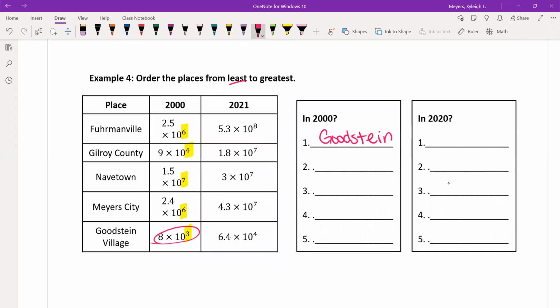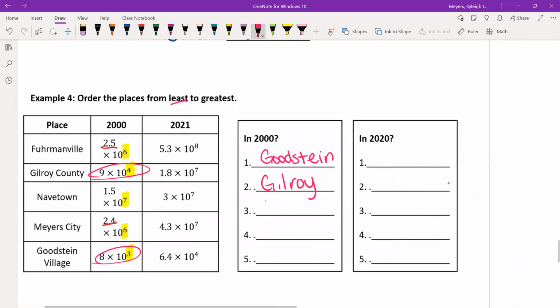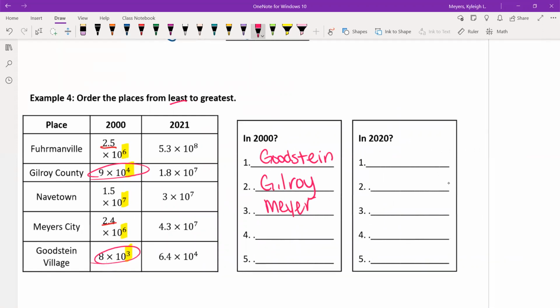Then the next smallest is going to be the 4. So that's Gilroy. And then the next smallest, there's a 6. There's 2 6s, one here, one here. So look at the C values. Which one's smaller, 2.5 or 2.4? 2.4, right? So that's going to be the next one. So that's Myers, and then Furman. And then that leaves Nave as the biggest. We looked at this column because it said 2000 and this said 2000.